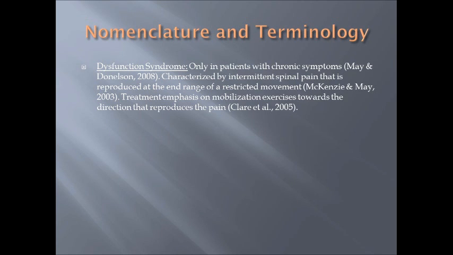The dysfunction syndrome can be found only in patients with chronic symptoms, and it is further characterized by intermittent spinal pain that is produced at the end range of a restricted movement. In contrast with derangement syndrome, the treatment consists of mobilization exercises towards the direction of movement that reproduces the pain.